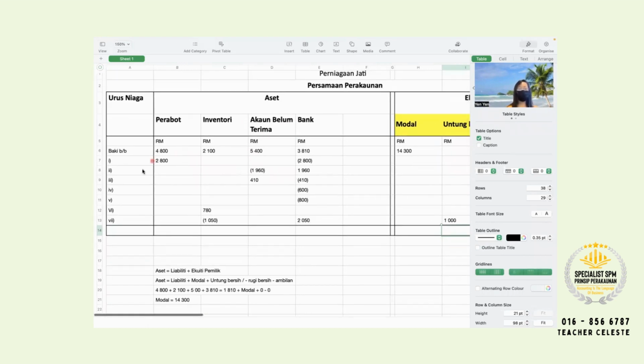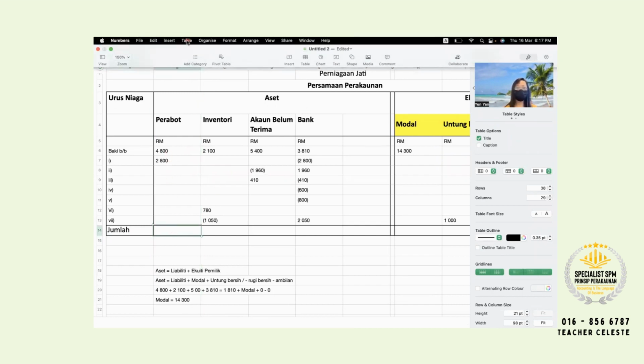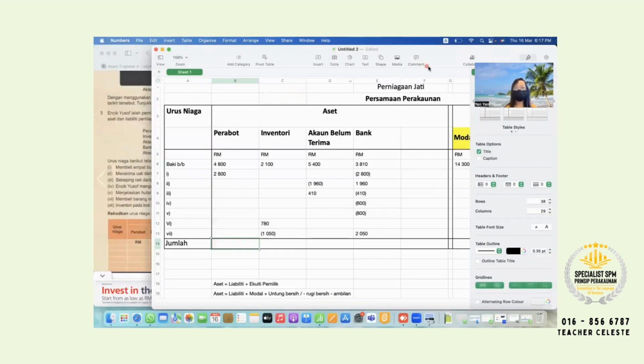Okay, so after that you have all completed already. Going to this one, write down jumlah. Can add on the parabola. How much is your total parabola here? Add on 4008, 2008 equals how much? 4008, 2008. 7006, right?